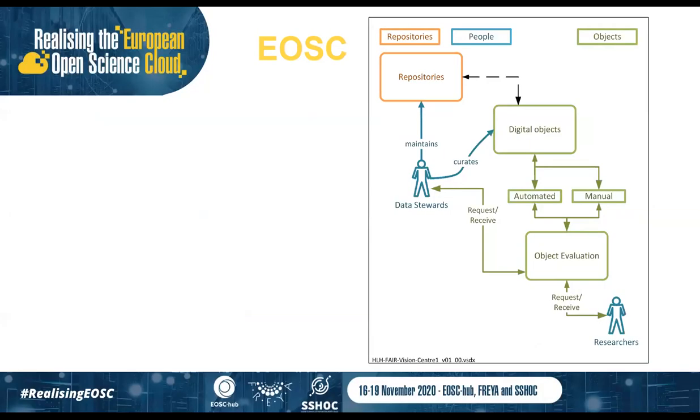Taking a step back up to the wider vision of the EOSC at the moment, two of the key aspects that you'll see here across repositories, people and objects, are the increasing work to be able to do object evaluation, both automated and manual, and place these on digital objects, not just at the repository phase of the lifecycle, but throughout the different phases of the lifecycle.